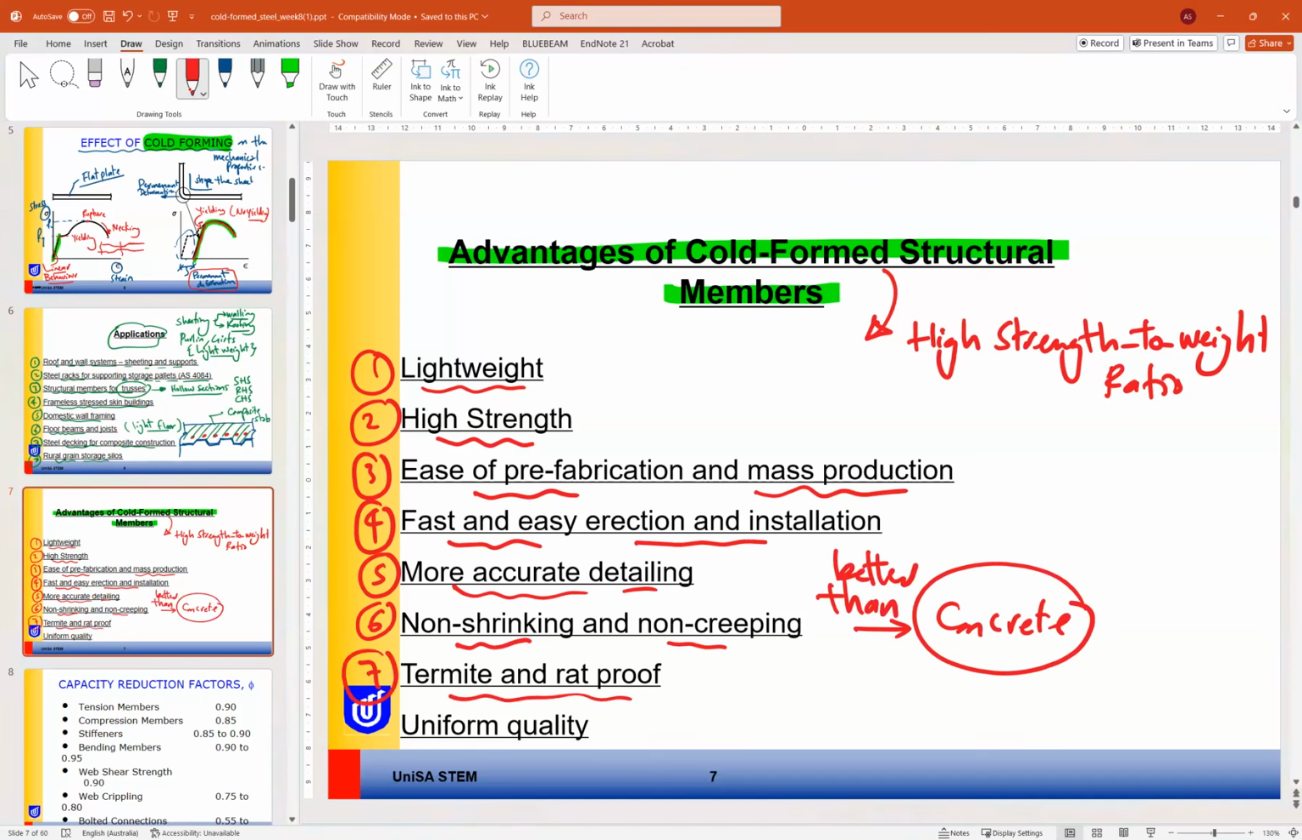Termite and rat proof. So compared to timber structure, it is better than timber structure in this point. And uniform quality. So as you know, the timber structures have different or variable properties because timber is a natural material, so we don't have uniform quality. So the cold formed steel gives us a uniform quality of the strength and other properties, so it is an advantage for the cold formed steel.